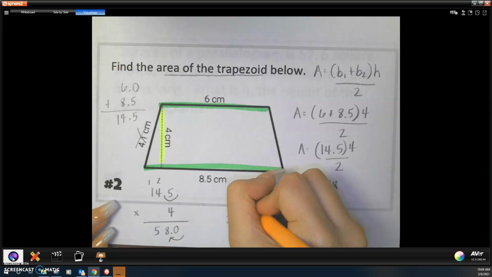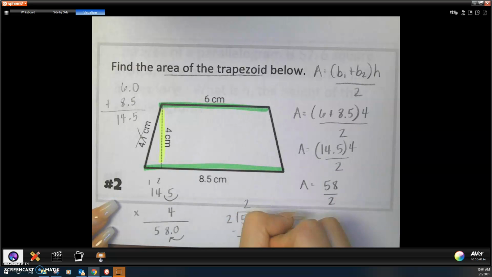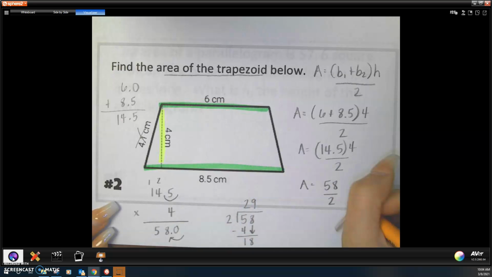2 goes into 4 2 times. 2 goes into 5 2 times, we get 4. Subtract, and then bring down, and 2 goes into 18 9 times. So we get 29 centimeters squared.